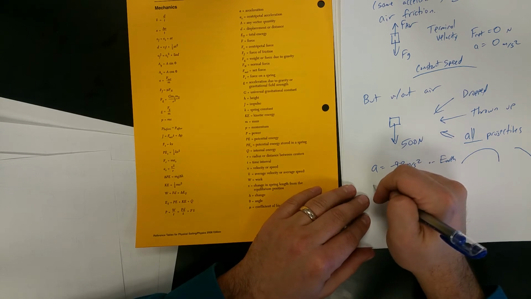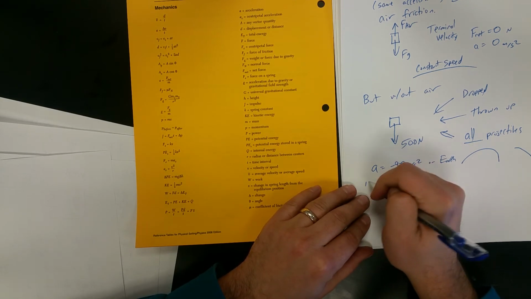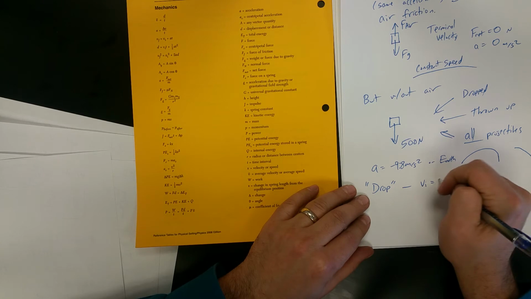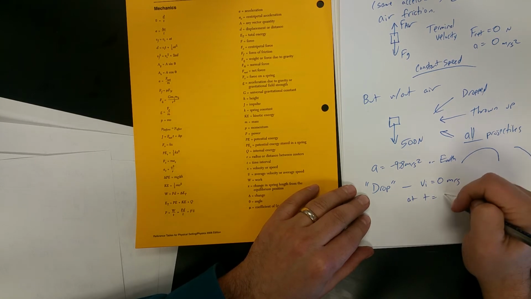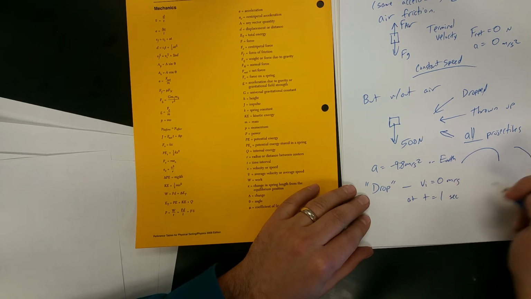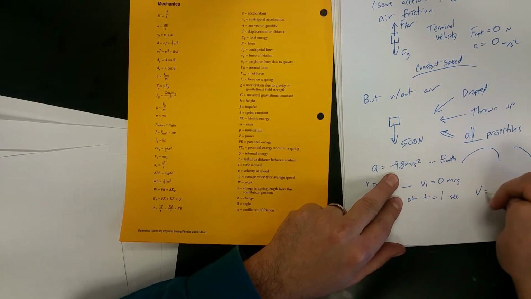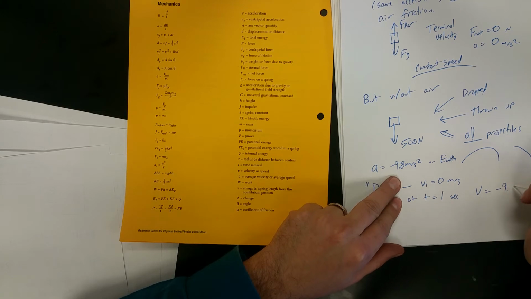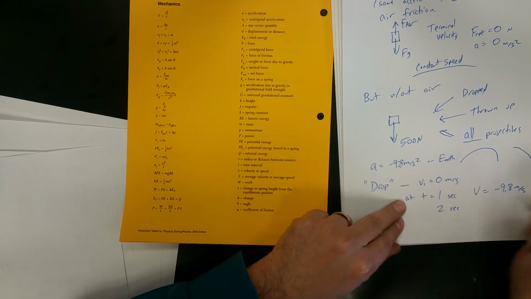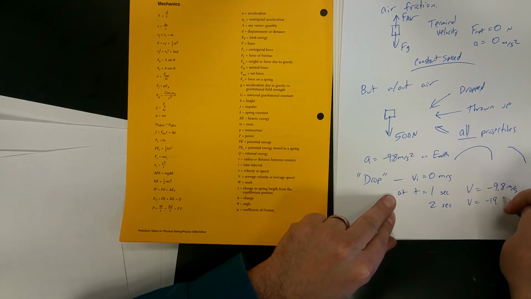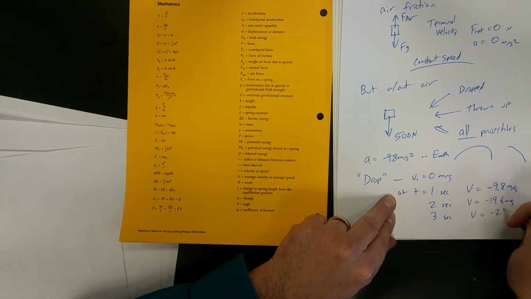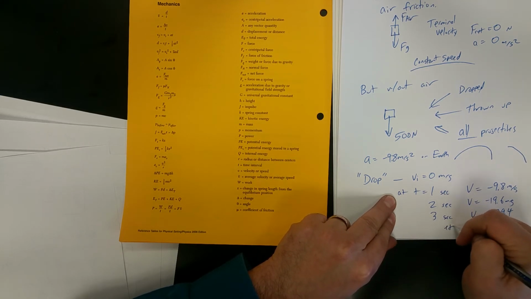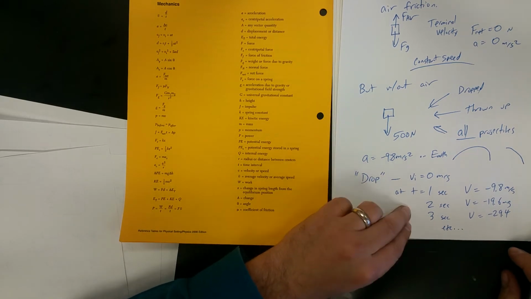And so let's say you drop an object. That tells you your initial velocity is 0 meters per second. So at t equals 1 second, your speed has changed by 9.8 downwards, so you're now going at negative 9.8 meters per second. At 2 seconds, your velocity is now negative 19.6 meters per second. At 3 seconds, your velocity is now negative 29.4, etc., etc. So every second you are speeding up.